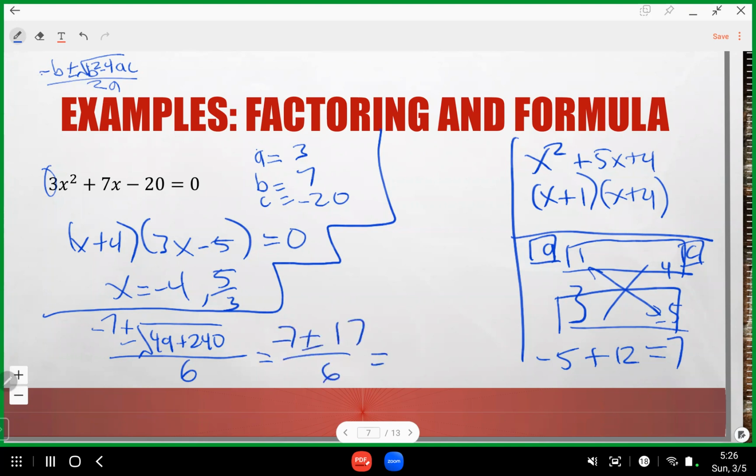If you have -7 plus 17 over 6, you're going to get 10 over 6, so it's just going to be 5/3, or you're going to get -4. Okay, so we get the same answer, right? Same answer. Very good. Are there any questions on this particular section? I don't think there should be, because we have already covered this a lot in basic algebra.